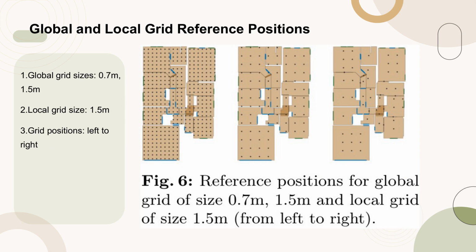Figure 6 illustrates the reference positions for different grid sizes used in the study. The global grids are shown with sizes of 0.7 meters and 1.5 meters, while the local grid is depicted with a size of 1.5 meters. The grids are positioned from left to right, providing a visual representation of how these grids are applied in the context of the experiment. This figure helps to understand the spatial arrangement and the impact of grid size on the performance and efficiency of the model.